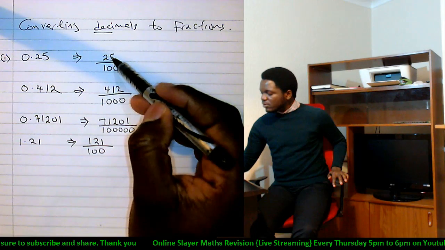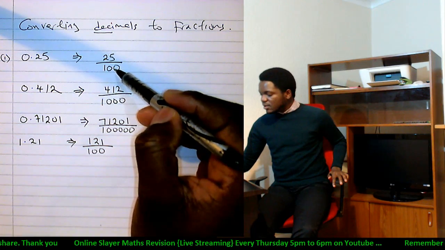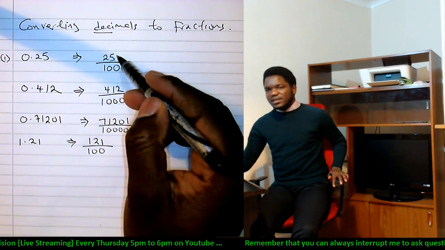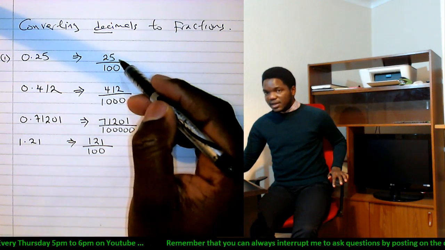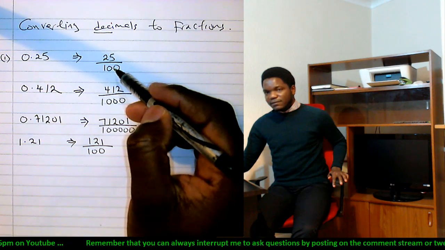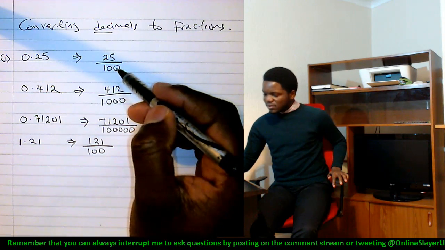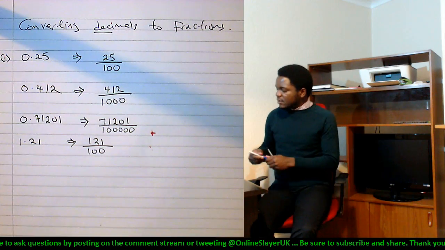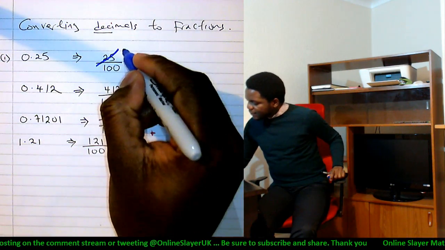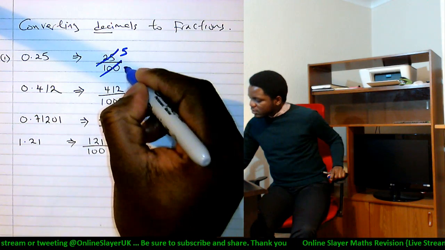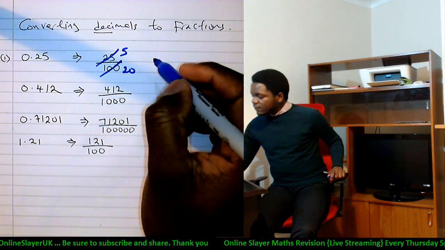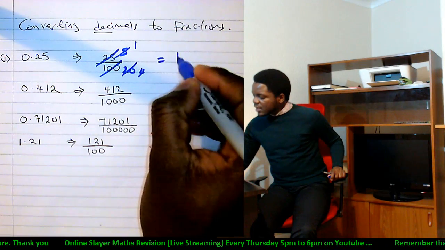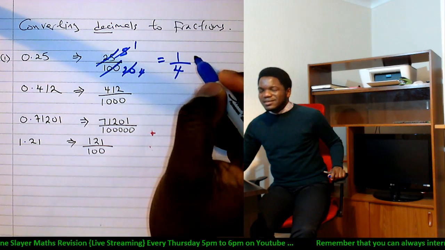For instance, when you look at 25 and 100, some things can still go in them. I mean, 25 has got 5 in it, hasn't it? Like 5 times 5? 100 has got 5 in it. 20 times 5. So why not go on and simplify? So you can say, oh well, 5 in 25 is 5. 5 in 100 is 20. Oh my god, 5 can still go. 5 in 5 is 1. 5 in 20 is 4. So that's 1/4.